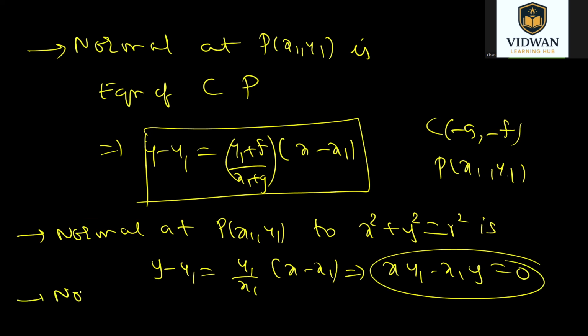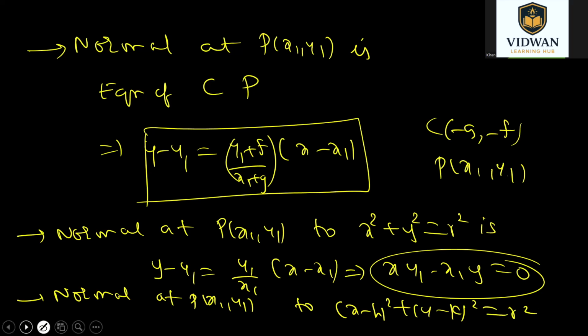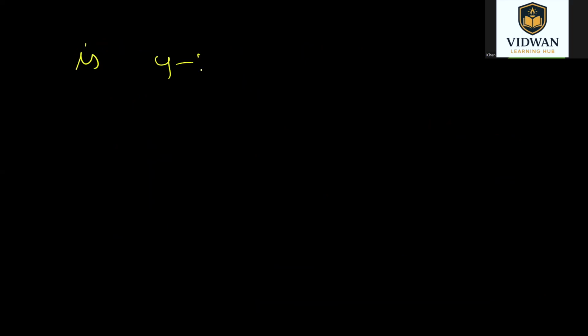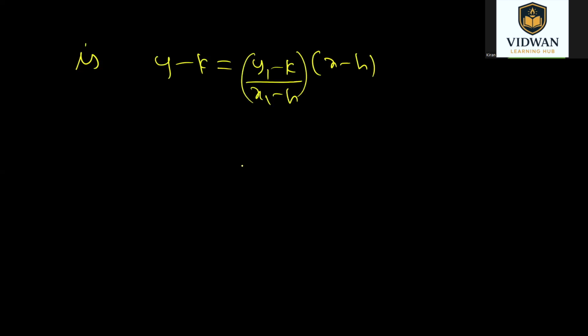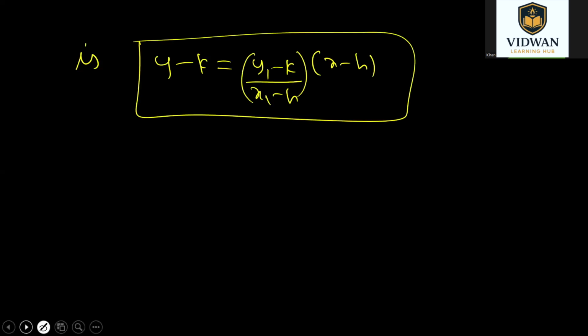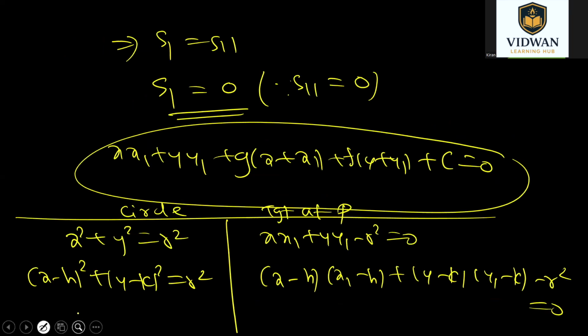And similarly, if you want the normal at (x1, y1) to the standard circle x minus h whole square plus y minus k whole square equal to r square, with center at (h, k), you just have to find the equation of CP. So it will be y minus k equal to x minus h into the slope, which is y1 minus k by x1 minus h. This is the formula to find the normal equation. So here you don't need to learn anything by heart. When they say normal, you just apply 2-point form for the point P and the center. But for the tangent, because it is short, s1 equals 0, you can remember it.